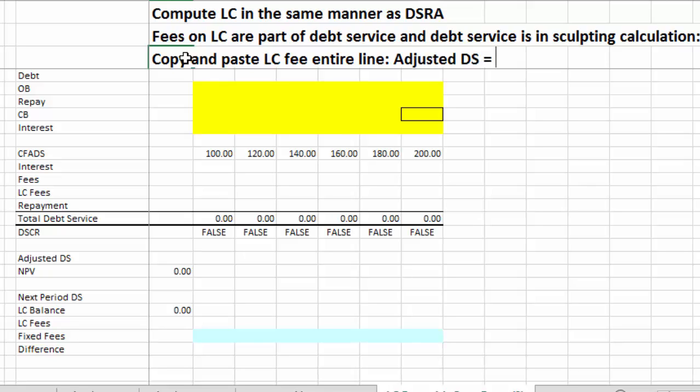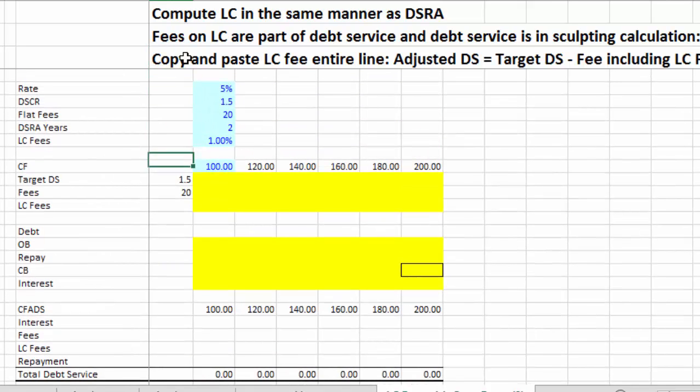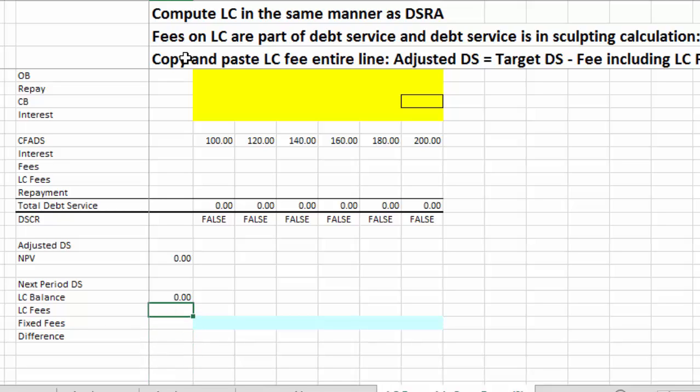Okay, and then we'll compute this thing where the adjusted debt service is the target debt service minus the fees, including the LC fees. Okay, and let's try to figure out why this circular reference occurs and why it's so bad. And there's no real way to get this circular reference off except copying and pasting the entire line. That means if you've got this big model, you've got to put a copy-paste macro that's not only in one cell, that's an entire line.